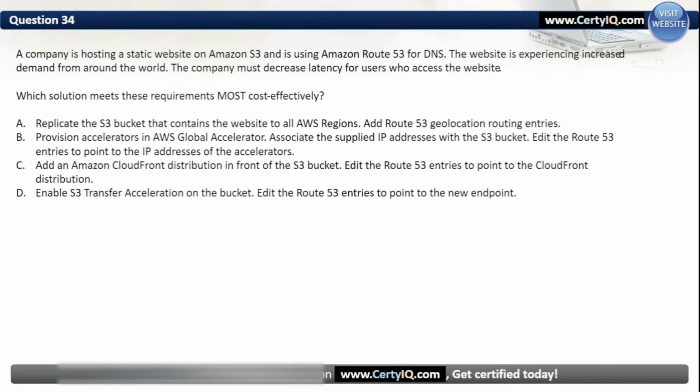Question 34. A company is hosting a static website on Amazon S3 and is using Amazon Route 53 for DNS. The website is experiencing increased demand from around the world. The company must decrease latency for users who access the website. Which solution meets these requirements most cost effectively? The correct option is C. Add an Amazon CloudFront distribution in front of the S3 bucket. Edit the Route 53 entries to point to the CloudFront distribution.